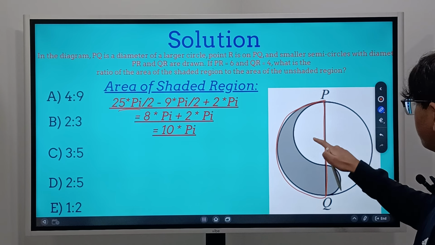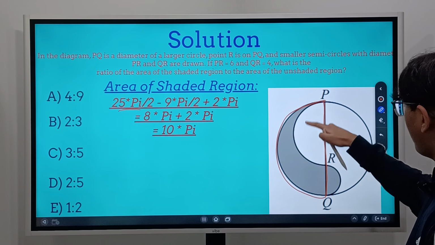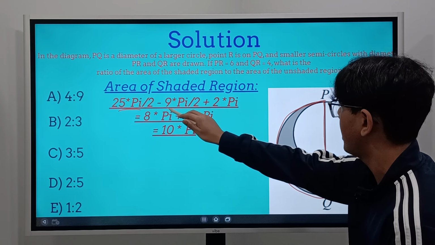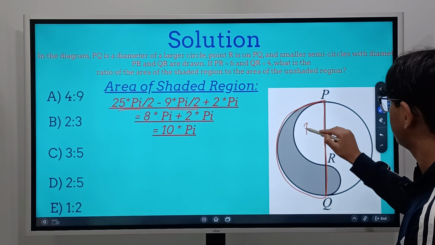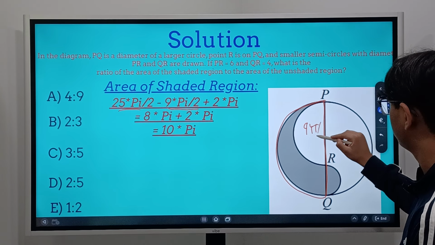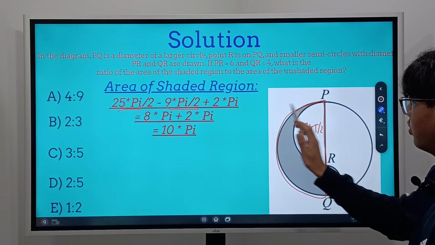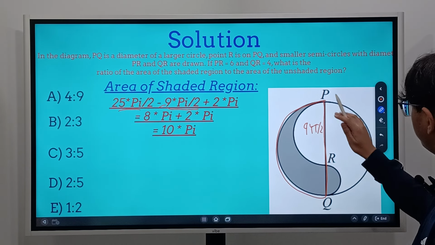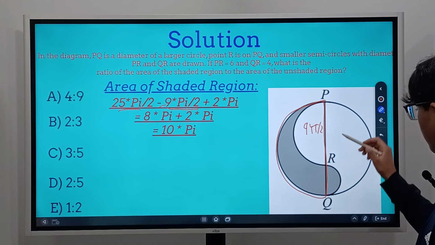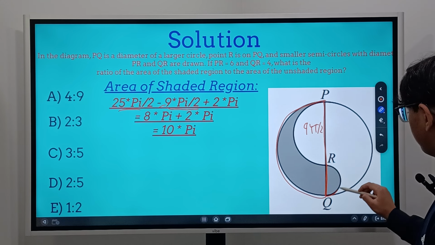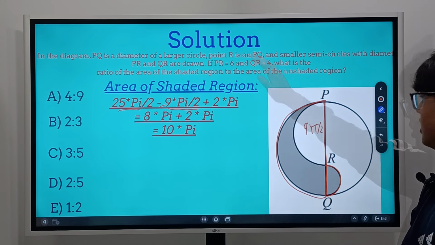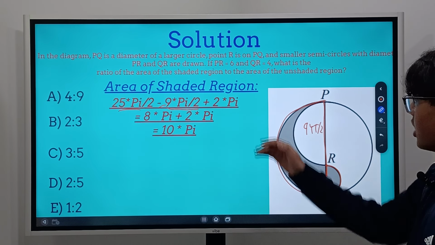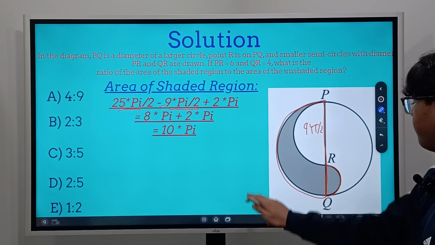Then, since we're trying to get the shaded region only, we have to remove this unshaded part. We remember that this unshaded part is 9 pi divided by 2. So we're just going to subtract 9 pi divided by 2. And finally, since we have just this part now, all we have to do is add this semicircle here, which is equal to 2 pi. That gives us the area of the shaded region, which is equal to 10 pi. So that's how we get the area of the shaded region.